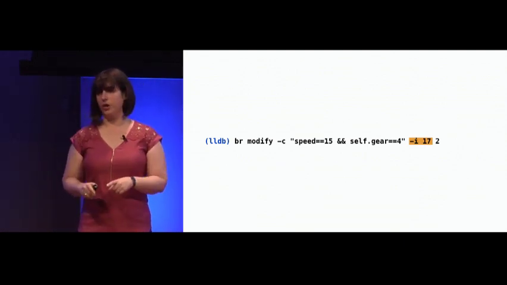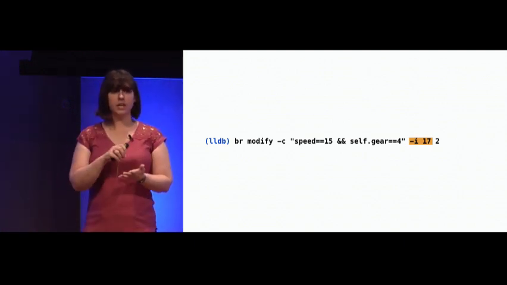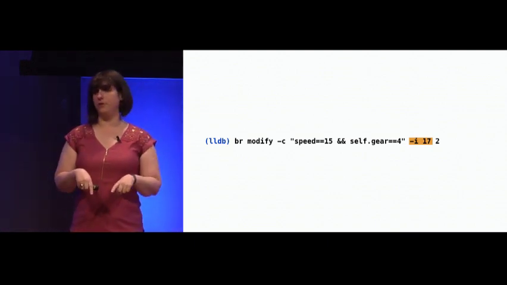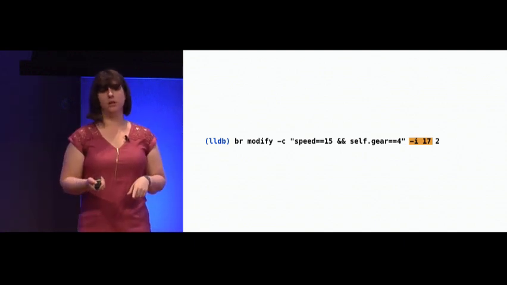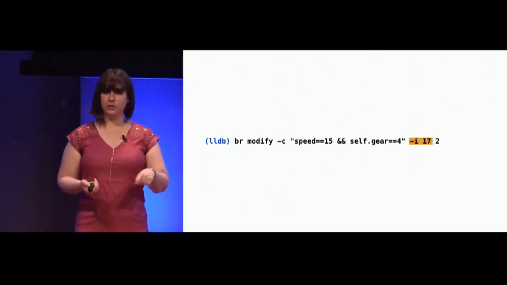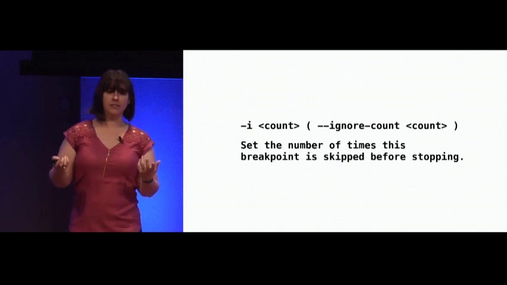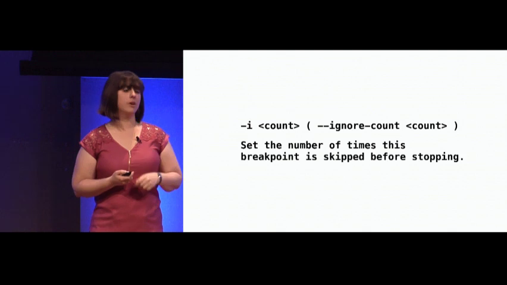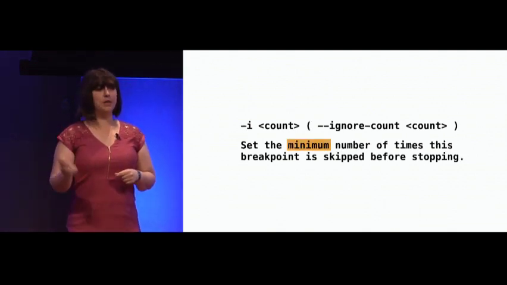And just one note on this, and you found this behavior in Xcode too, because all of the Xcode UI that is surfaced with debugging relies on these lldb features. So anything that you can do in Xcode, you can do with raw lldb commands. So this -i thing is a little weird, and if you've used the hit count in Xcode, you've probably noticed this. The documentation says this is the thing to set the number of times this breakpoint is skipped before stopping. But what this actually means is that it is the minimum number of times.